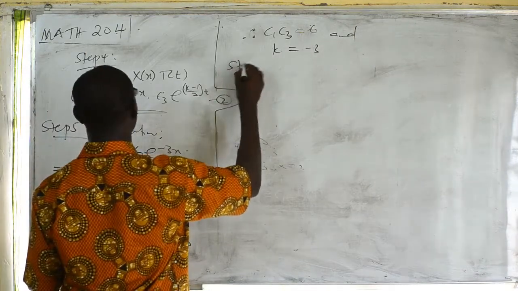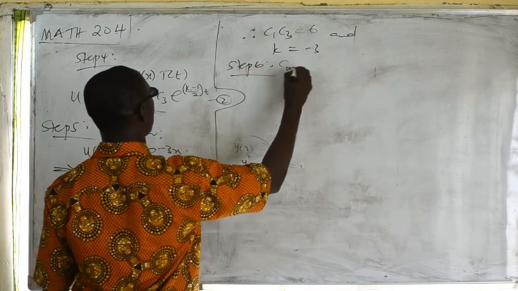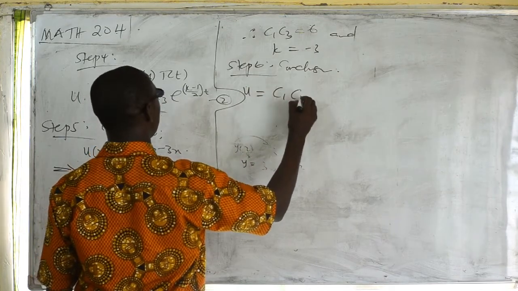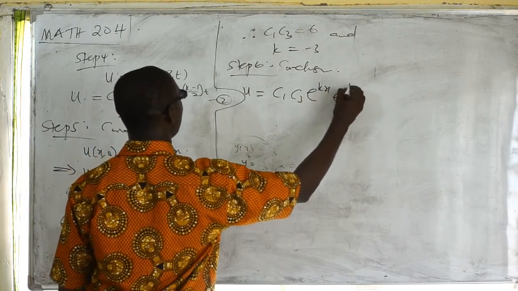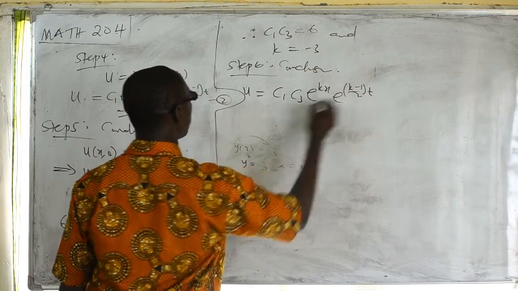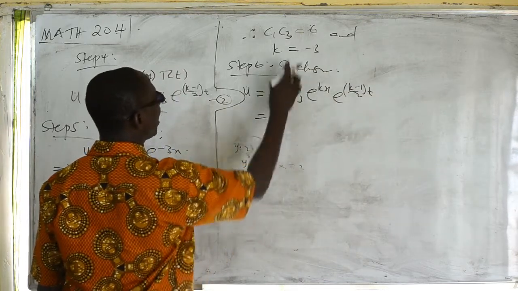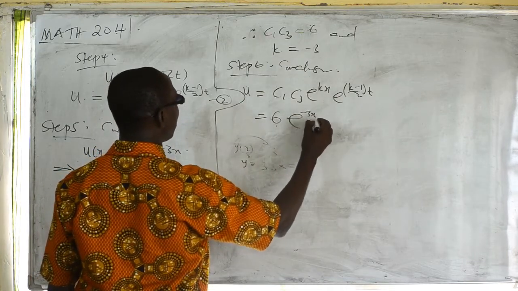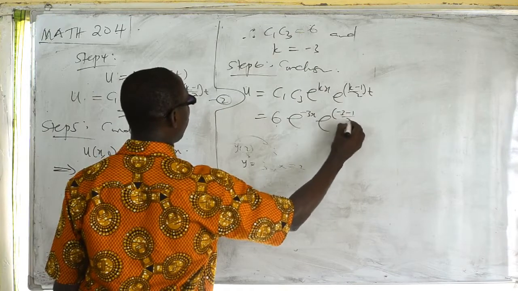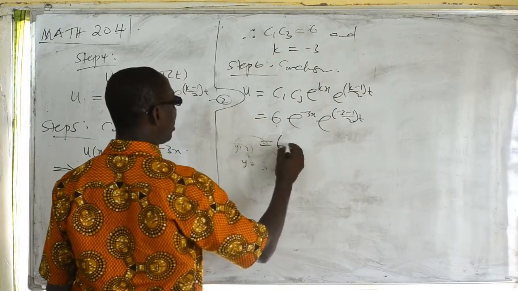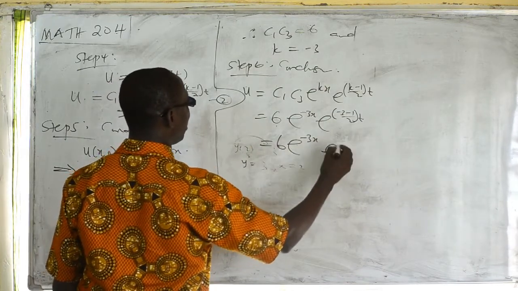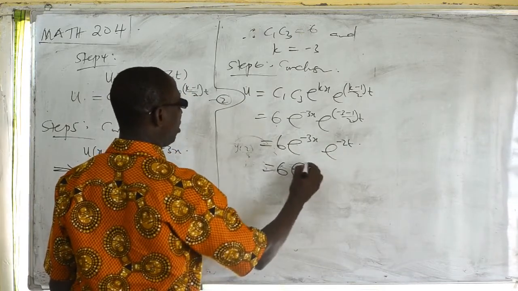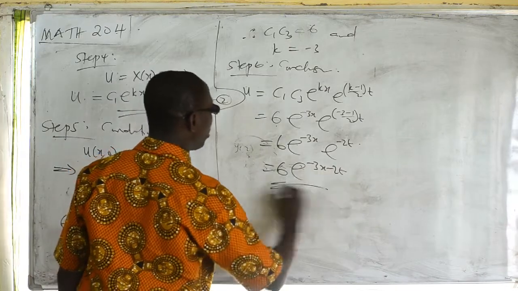My last step, the conclusion, step 6. My conclusion is that this answer, c1 c3 e to the kx e to the (k minus 1) over 2 t, I can have c1 c3 as 6. So 6e, k is minus 3, minus 3x, e to the (minus 3 minus 1) over 2 t. So this is 6e to the minus 3x, minus 2t. That's my final answer.